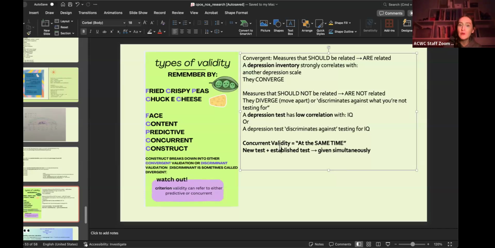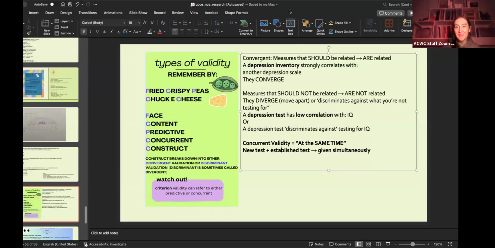So those are the two that I think can be a little tricky, concurrent and construct. And then the last one in this purple box, that's why I have watch out, because for a long time I kept getting these questions wrong. And I was like, what is wrong with me? And then I figured out what was wrong. Criterion validity can refer to either predictive or concurrent. I've seen it refer to both. It can refer to predictive or concurrent.